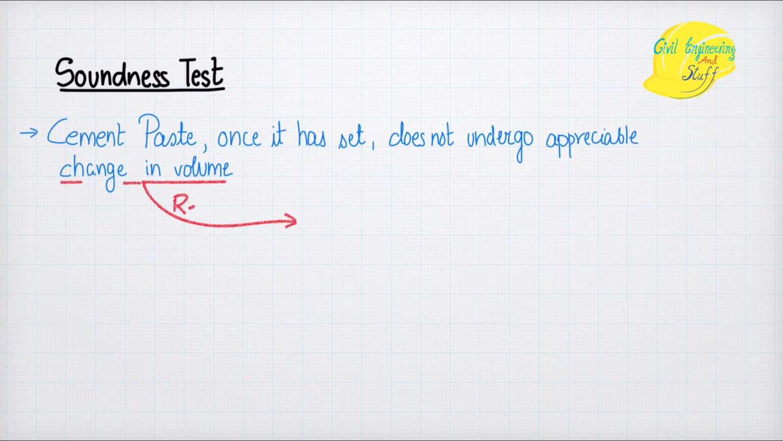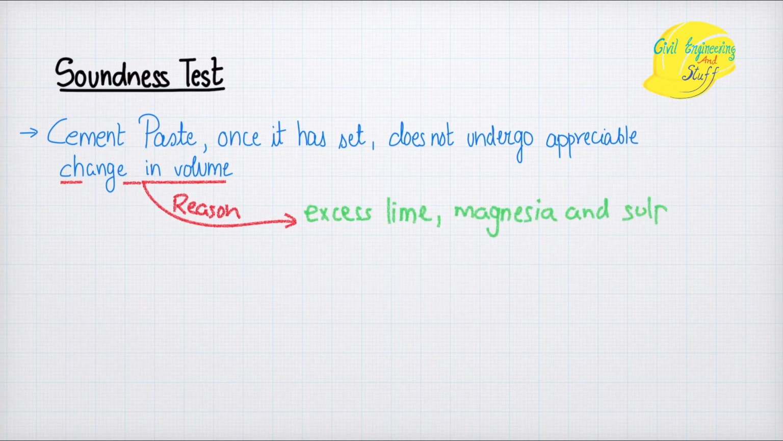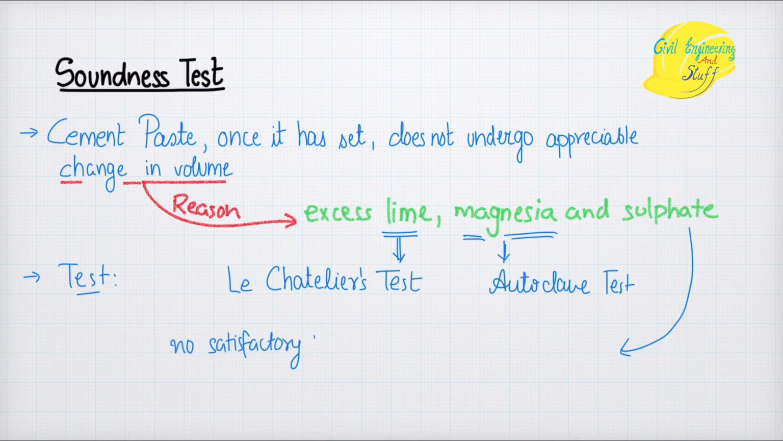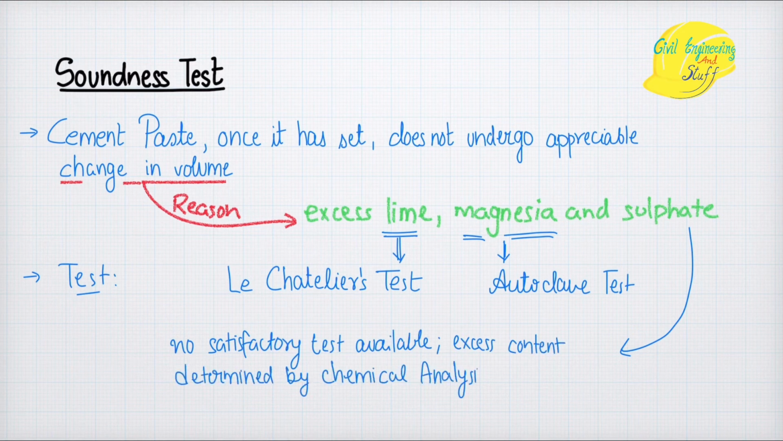The reason for the change in volume is excess quantity of lime, magnesia and sulfate. To assess the excess quantity, if we have excess lime, the test that we do is Le-Chatelier's test. If we have excess magnesia, we do the autoclave test. And for sulfate we do not have a satisfactory test; an excess quantity of sulfate is found using chemical analysis. But for lime we do Le-Chatelier's test, and for magnesia we do the autoclave test.